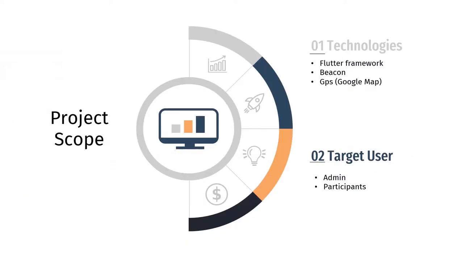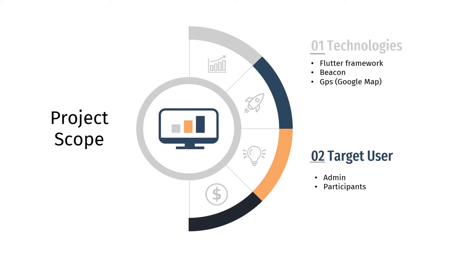There are two project scopes. First one is technology. Flutter framework. This framework uses Dart language and Flutter widget to develop a mobile application. Next is beacon. Beacon is used as a checkpoint in this project. And lastly, GPS, Google Map. GPS is used for Google Map to provide a route map for the participant. We're going to use the Google Map API to implement the Google Map function in the mobile application later on.